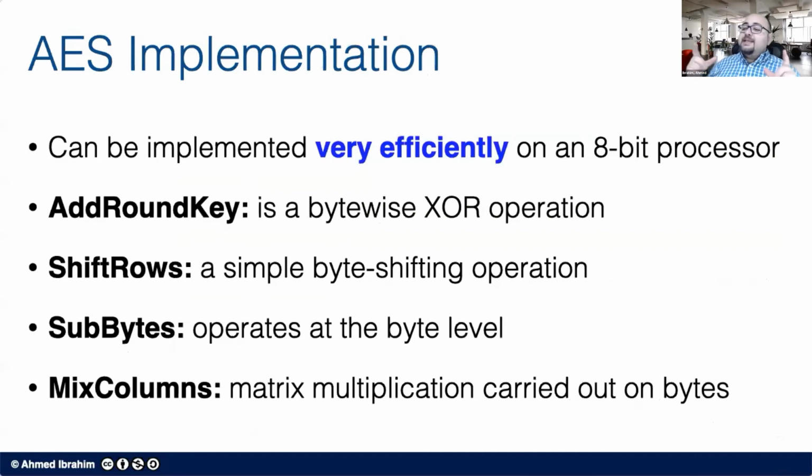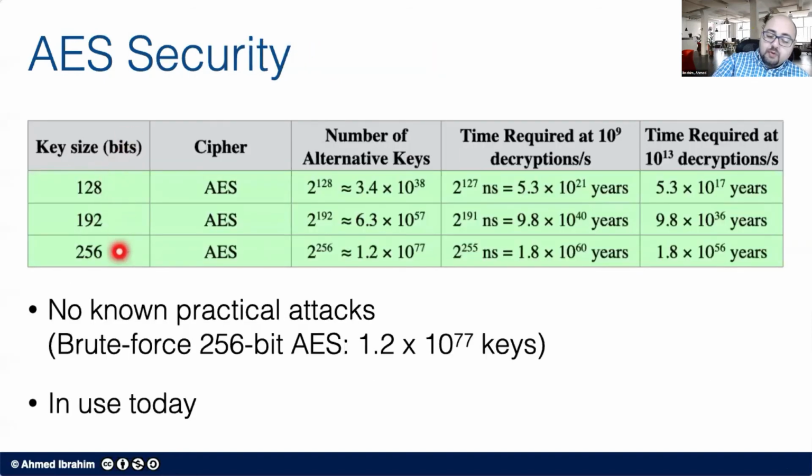But actually, it's easy for machines because it relies on XOR operations, byte shifting, things that happen on the byte level, and matrix multiplication carried out on bytes. There are no hard multiplications or factoring or anything like that. This is why, although it looks hard for human beings, it is very efficient for machines, even with 8-bit processors. Now we have 16-bit and 32-bit and 64-bit processors, so it's even much more efficient. But it's very efficient even on an 8-bit processor, which can be very small devices like IoT devices and things like that.